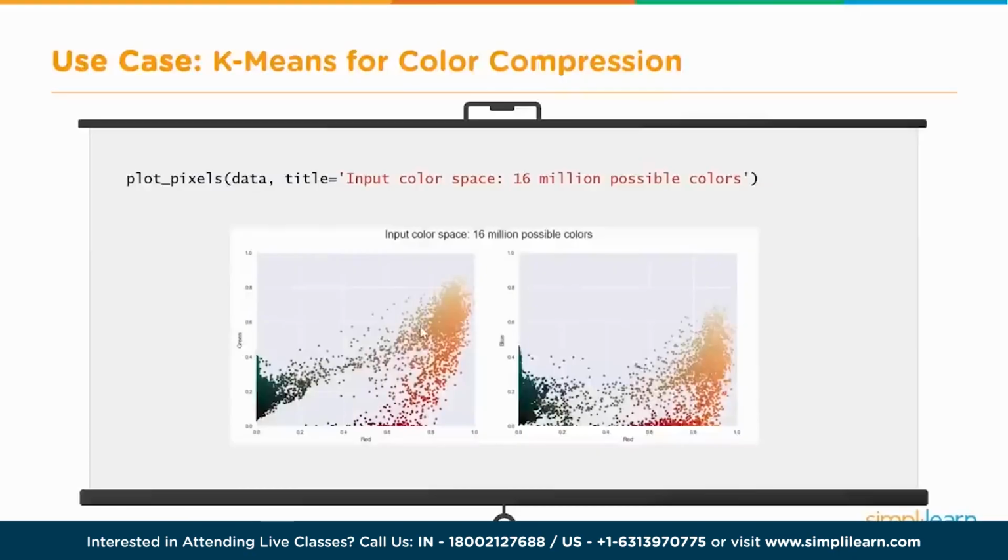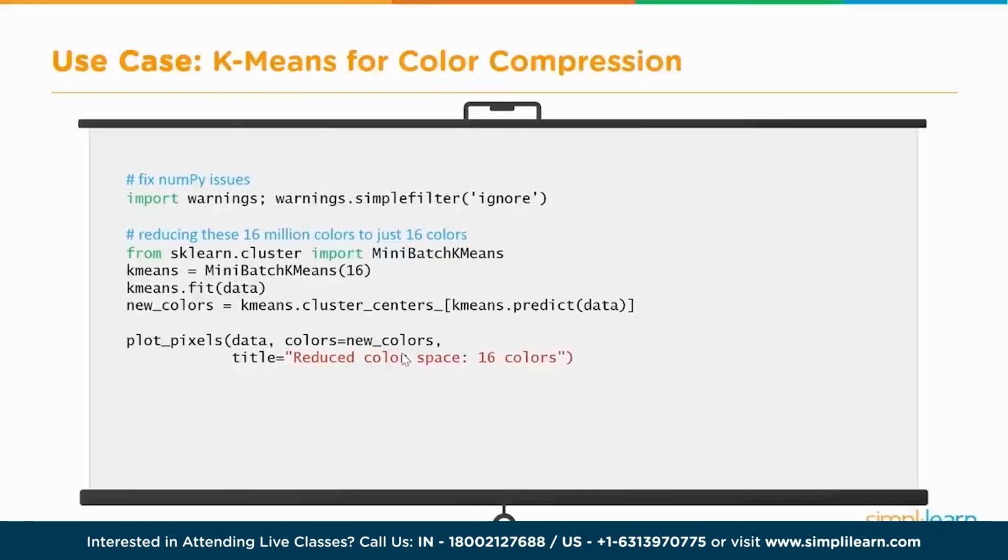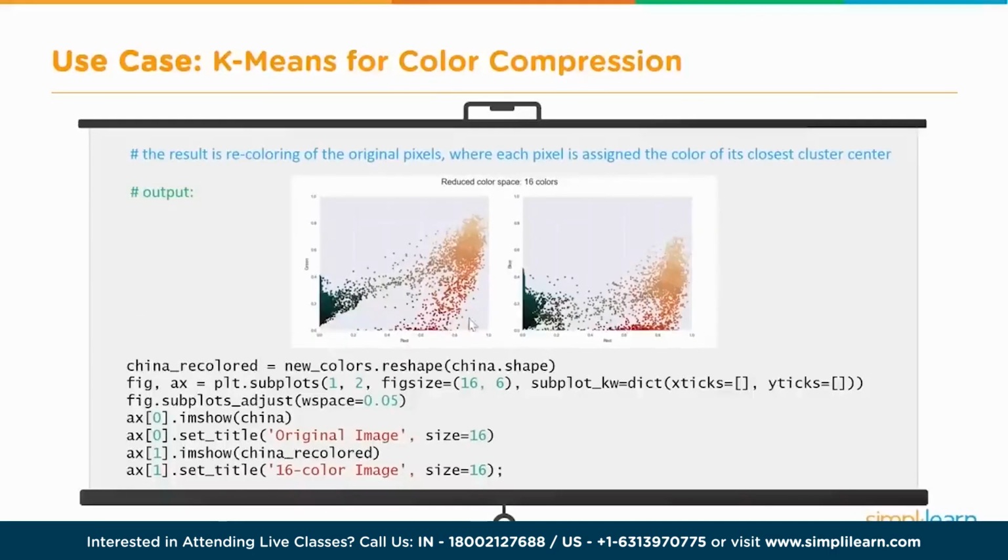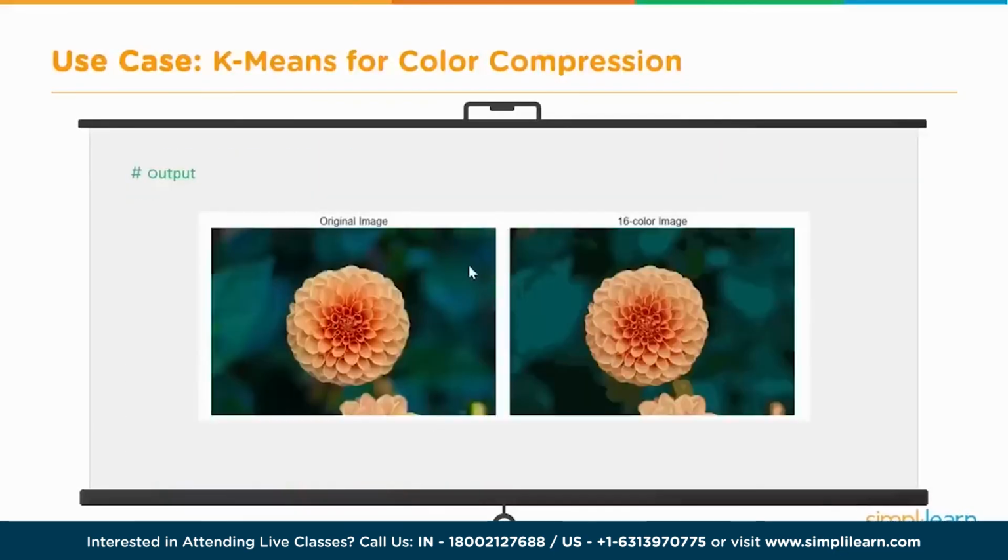And this is how it looks when we visualize it. These are all about 16 million possible colors. The input color space has 16 million possible colors, and we just compress it to 16 colors. So this is how it would look when we compress it to 16 colors. And this is how the original image looks, and after compression to 16 colors, this is how the new image looks. As you can see, there is not a lot of information that has been lost, though the image quality is definitely reduced a little bit.